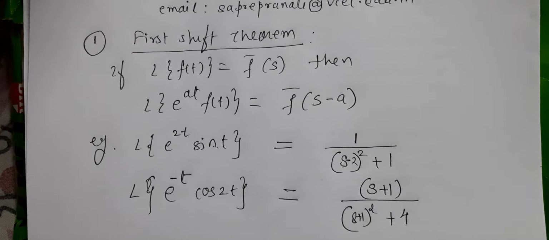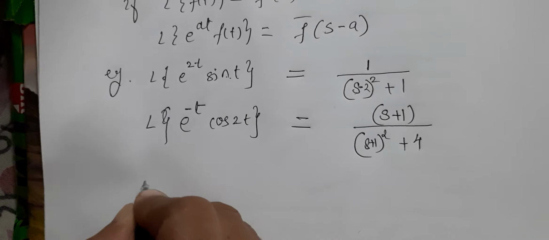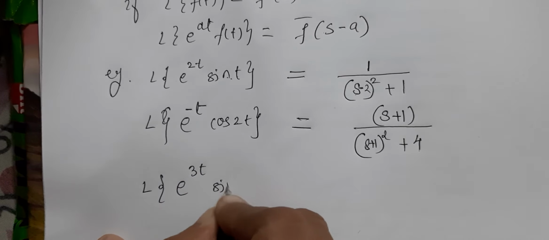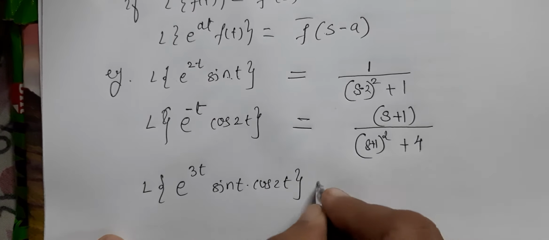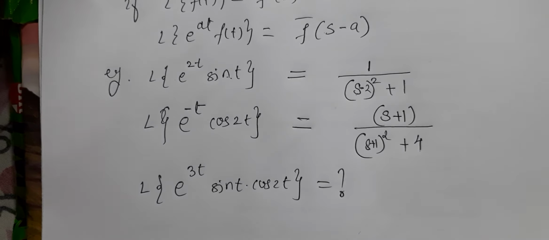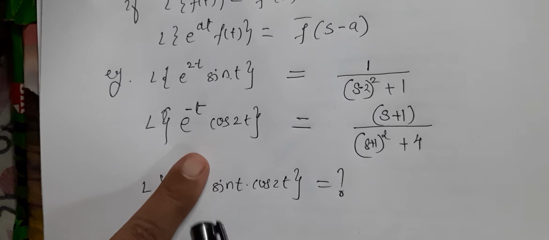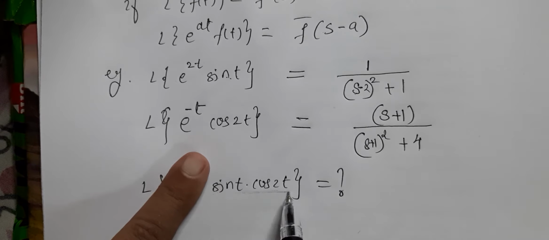So I hope you have understood this. I will give you one more example. If you want to find out, say, e raised to 3t into sin t into cos 2t. This is our problem. How will you do it? My first step was, the moment you see e, you have to understand this is first shift theorem. My second step was, hide e, find Laplace of remaining. So our job is to find Laplace of this part. Now how to find Laplace of this? That we have already done.